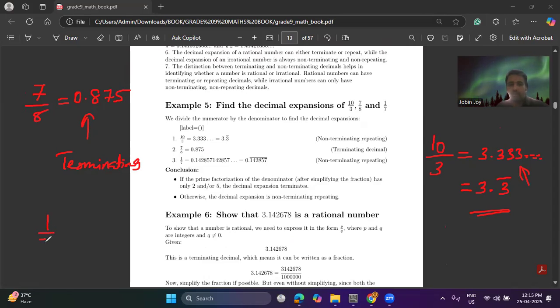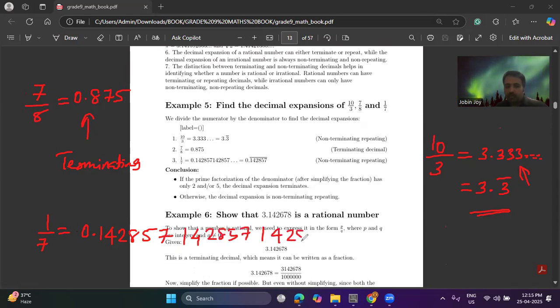Then 1 by 7. 1 by 7 is 0.142857. Then again, this will be repeating. That means 142857, again 142857, etc. So this will be repeating like this. So I can write this will be equal to 0.142857 bar like this. That means this is non-terminating repeating.